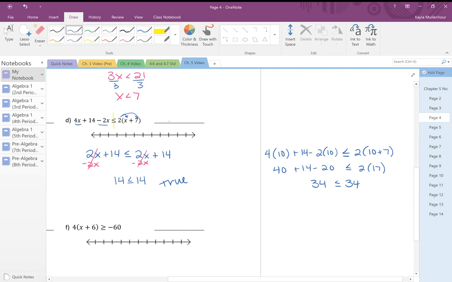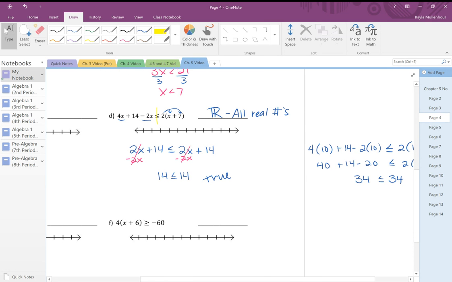So you can say fancy R for all real numbers, which on a number line, if you're trying to show that, basically you're just including the entire number line. So you would want to do that to show your solution is everything on the number line, because your number line is a real number line.